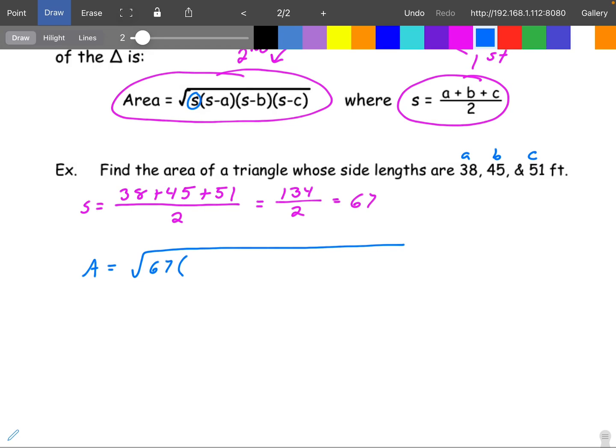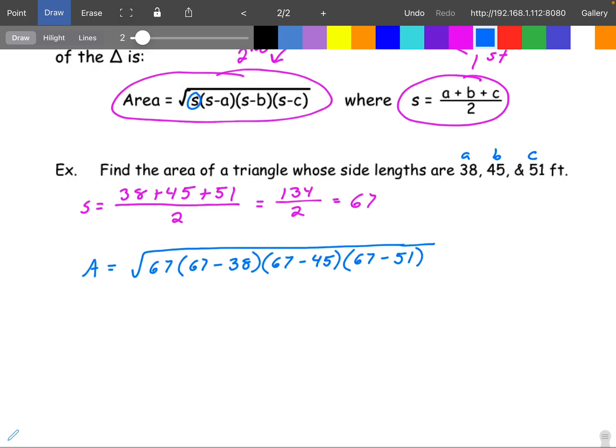Then we're going to open our first parentheses. And in that first parentheses, we have s minus a. Well, s is 67 minus a, I chose to make 38. Then we're going to open our second parentheses, and we have s minus b. So s is 67 minus b, which is 45. Then we open our third parentheses, and in that third parentheses, we have s minus c, which is 67 minus c, which is 51. Okay, so all of that is inside the square root.